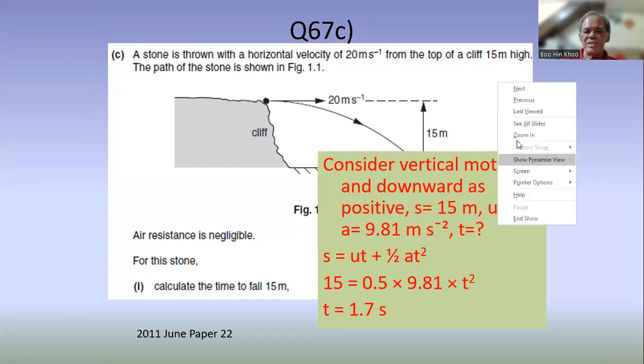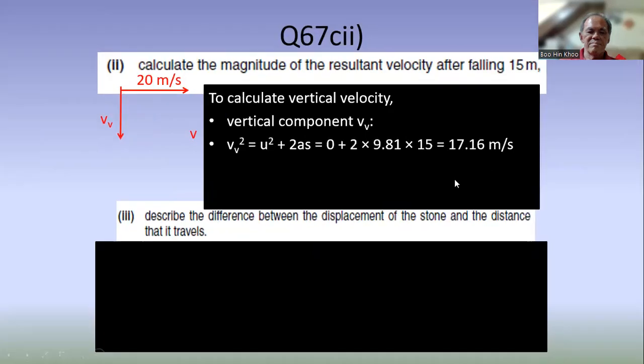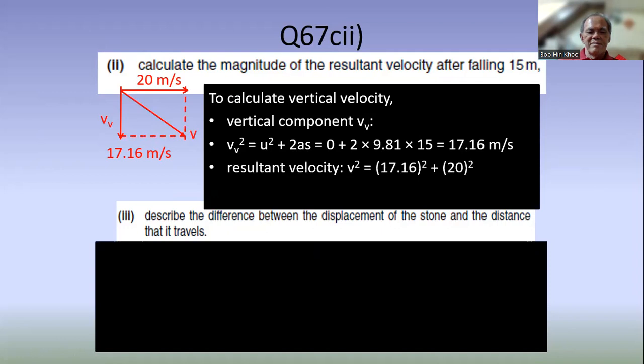So we choose the right equation. V squared is U squared plus 2AS. U is 0. 2, g is 9.81. S is 15. We calculate 17.16. So complete the rectangle. Resultant velocity, V squared equals 17 squared plus 20 squared. So V is 26. Right? We want magnitude only.